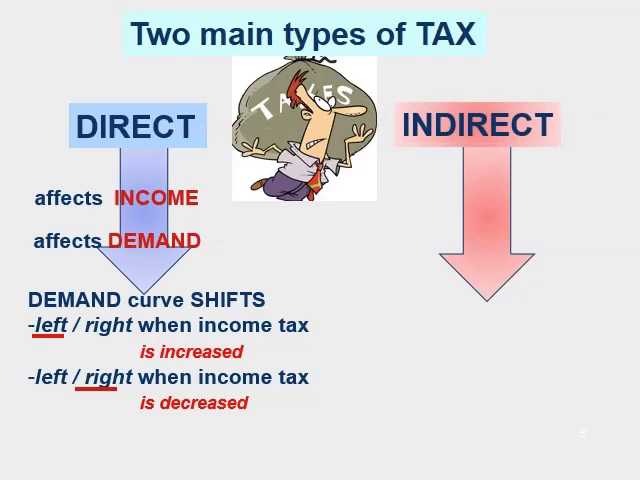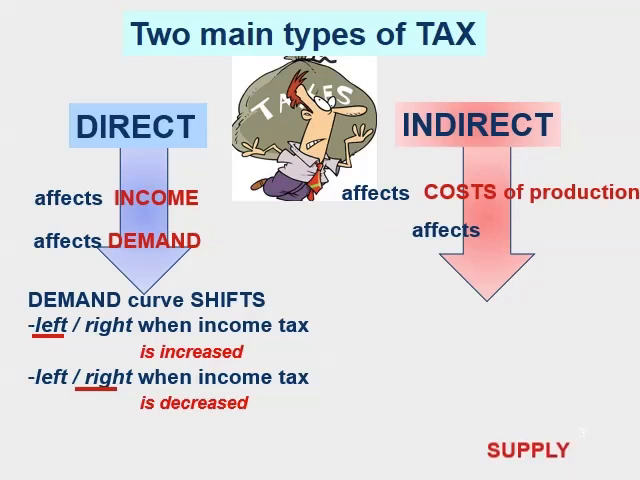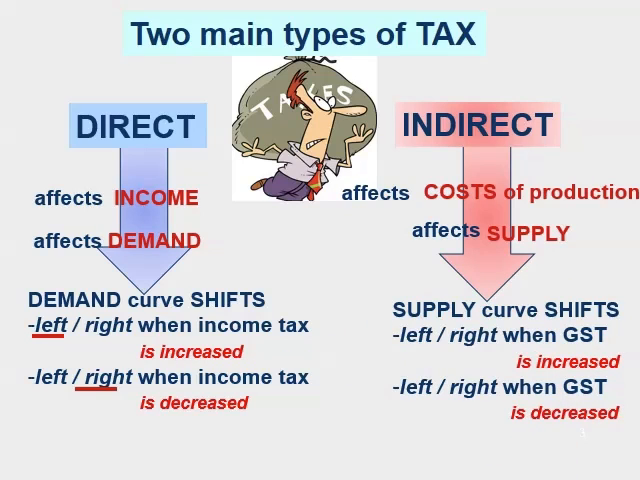Indirect taxes are taxes on goods and services. So they affect costs of production. An indirect tax is paid in part by the producer, so it's a cost, as we've already seen when we looked at the supply curve. So it affects the supply curve. So the supply curve will shift left when GST is increased. It will shift right when it's decreased.